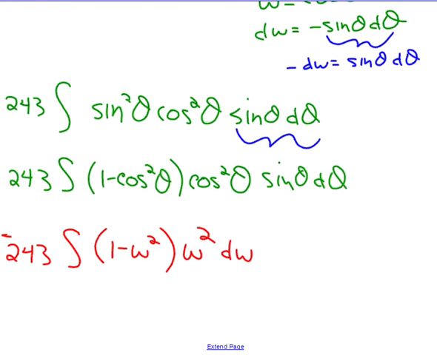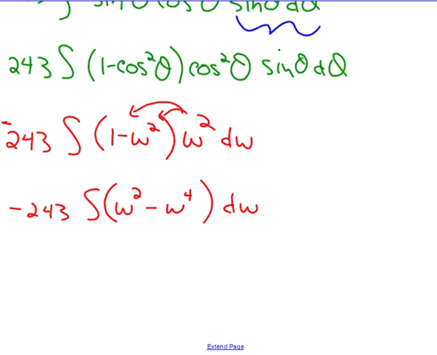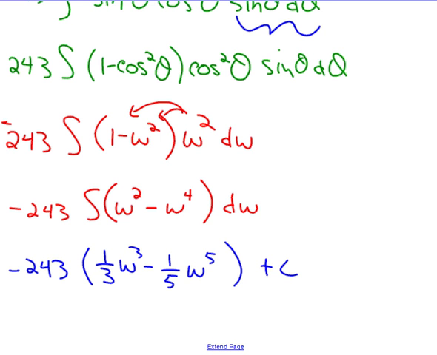And now I need to do this integral. This is sort of the problem that keeps giving. My negative 243, I'm going to integrate, I'm going to distribute. So I'm going to get w squared minus w to the 4th dw. Ha, at last, something I can find an antiderivative for fairly simply. Negative 243. Antiderivative of w squared, 1/3 w cubed. Antiderivative of w to the 4th, 1/5 w to the 5th. We have a plus c.